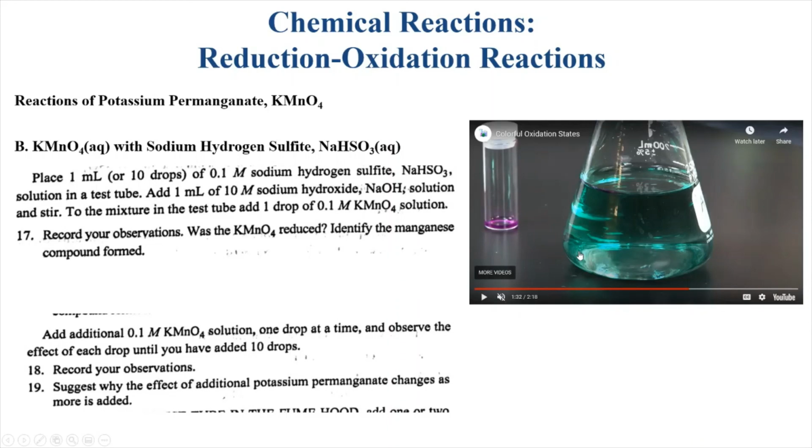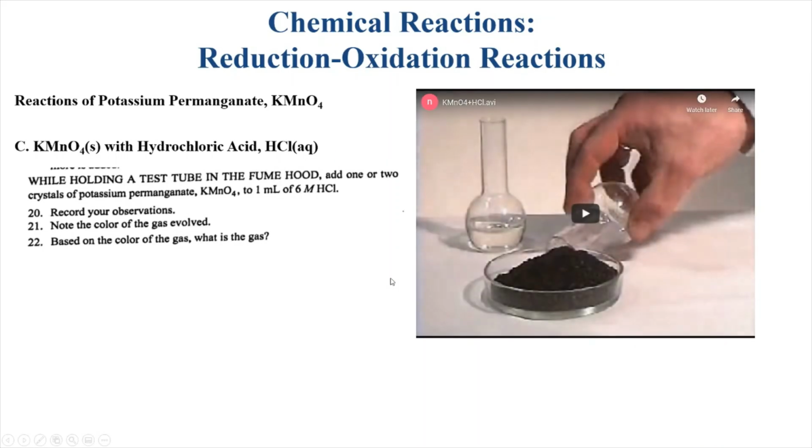and that is an indication that the potassium permanganate becomes the excess reagent. So you're going to basically record what I told you and then explain what I just told you in terms of the limiting reagent effect. The last reaction of potassium permanganate that we're going to observe is a little bit different.